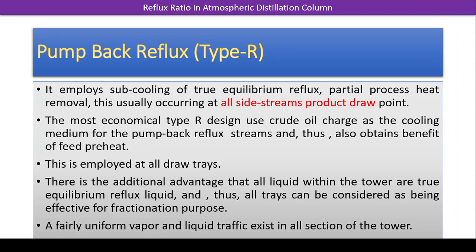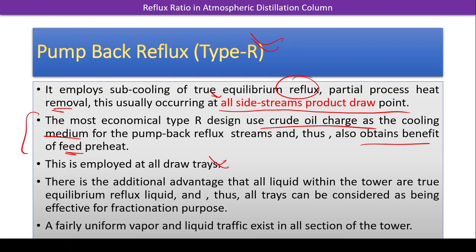Now come to the pump back reflux, that is the type R. It implies subcooling of true equilibrium liquid refluxes. Partial process heat removal is possible, and this usually occurs at all side stream product draw points. So we can do it at all points. The most economical type R design uses the crude oil charge as the cooling medium. Same thing, we utilize the crude oil for the heating of the pump reflux stream, thus also obtaining the benefit of the feed preheat. So the same thing happens.